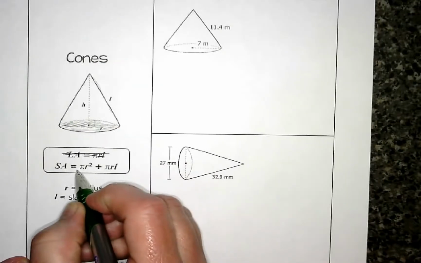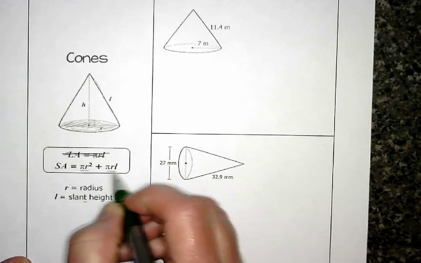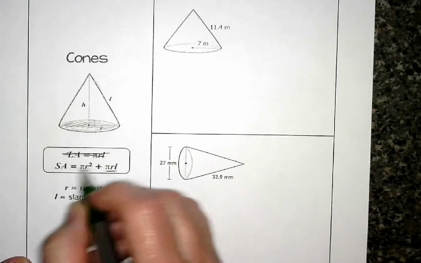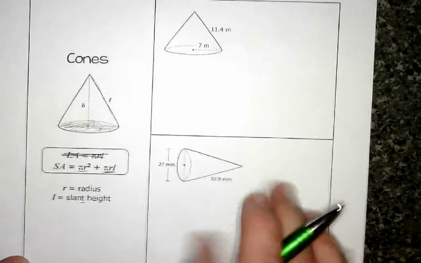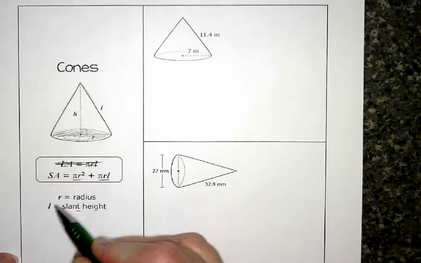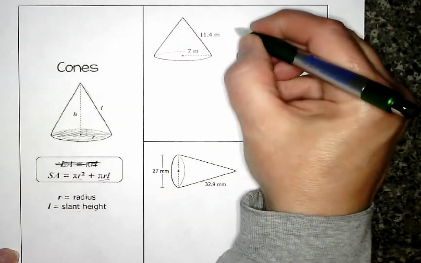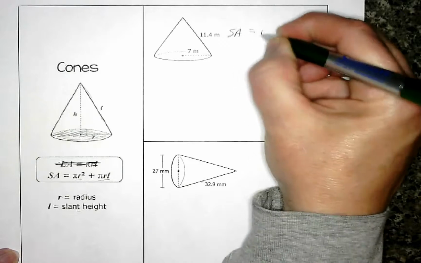Okay, so as before, we're not going to worry about just the lateral. Instead, I'm going to do the surface area, which is the area of the base, which is a circle, plus the side or lateral, and those two together will give me my surface area. So you can see again, there's only two things that we need to identify, the radius and the slant height. So when I come up here, I'm going to write my formula so I can plug it in.